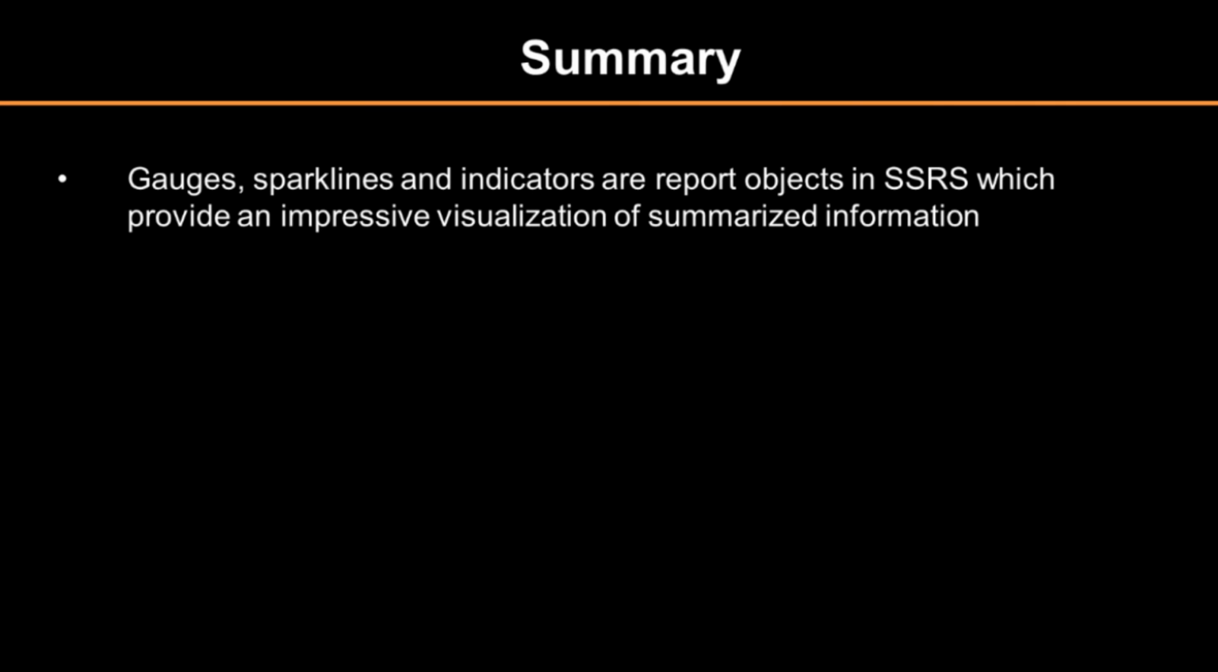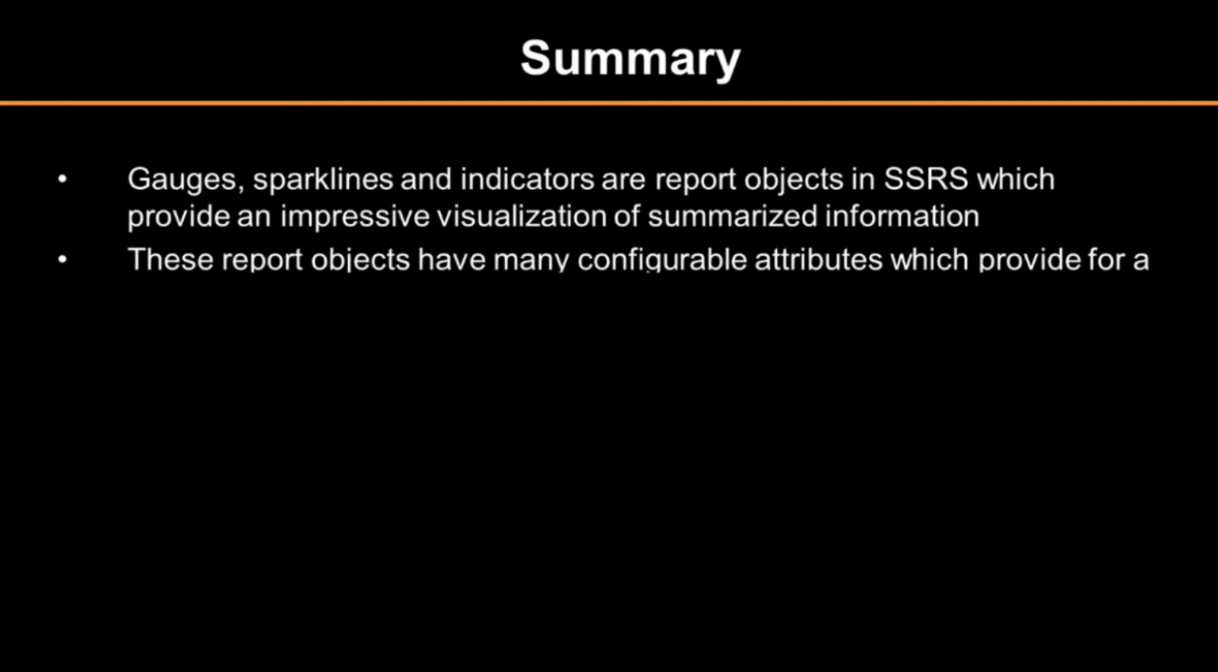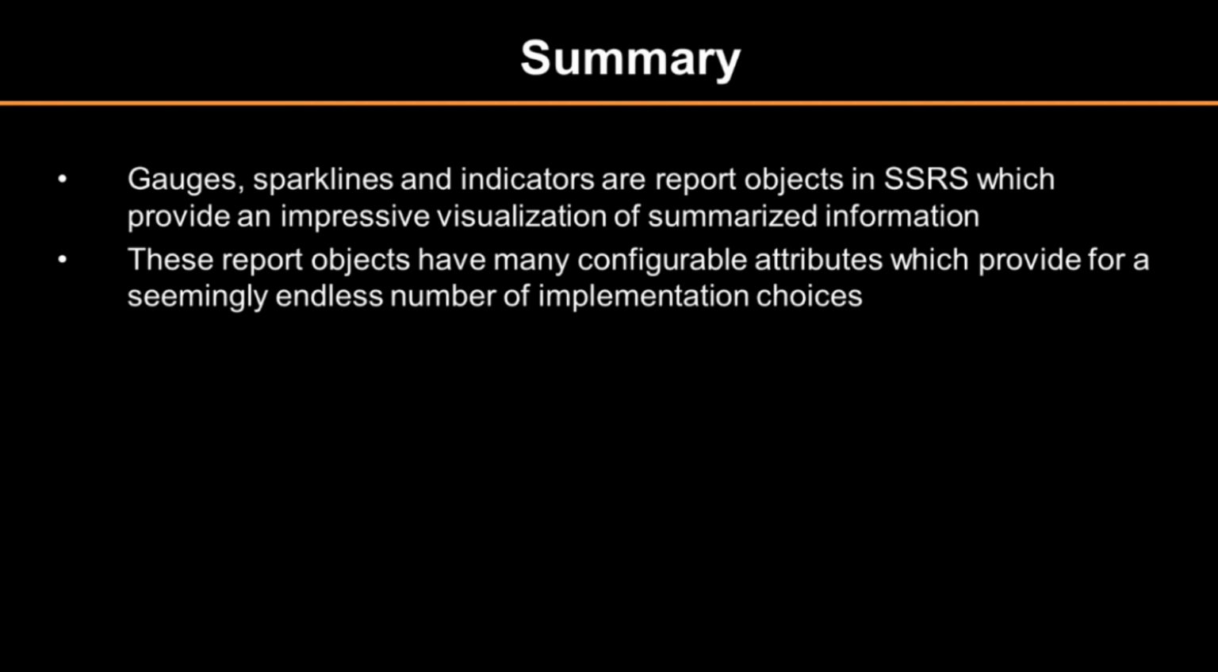In summary, gauges, spark lines, and indicators are report objects in SSRS which provide an impressive way to display summarized information. These report objects have many configuration options which make for a seemingly endless number of ways to implement them.